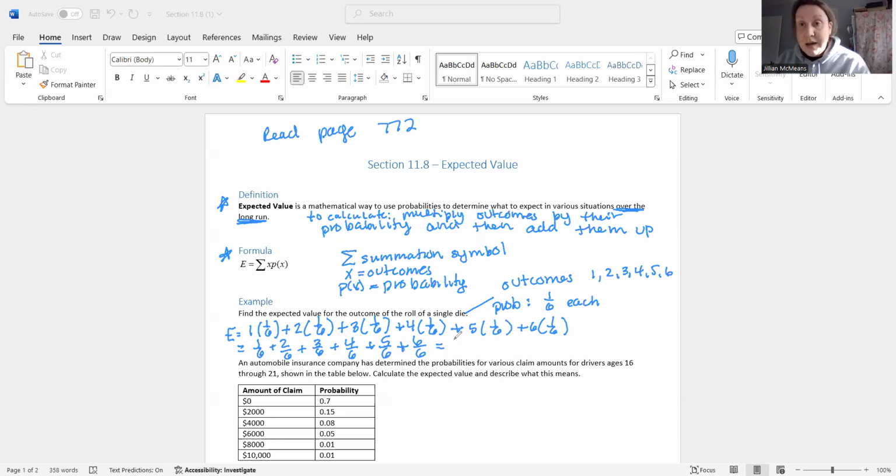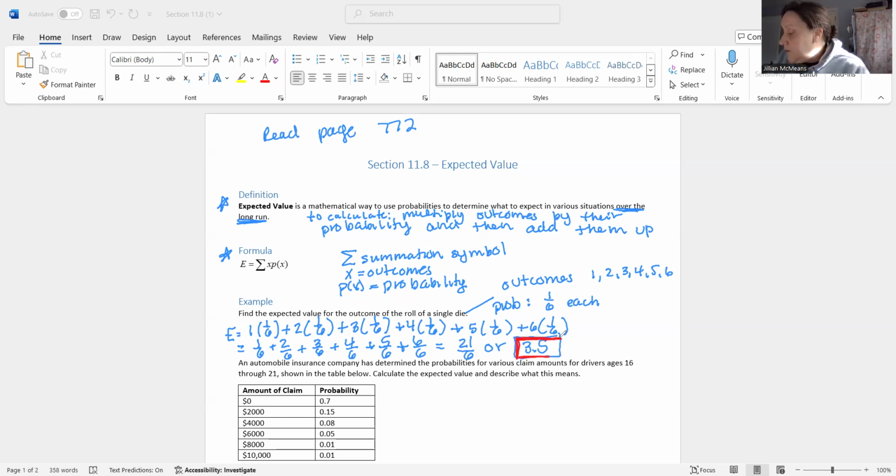And hopefully you remember from long ago, when you're adding fractions, as long as the denominator is the same, you just add up your numerators. So if we look at just the numerators and add those, we get 1 plus 2 is 3, 3 plus 3 is 6, 6 plus 4 is 10, 10 plus 5 is 15, 15 plus 6 is 21. So we get 21 over 6, or 3.5. So this right here, let me do it in another color so you can see it better.